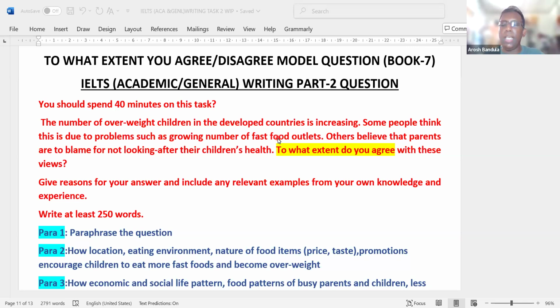Right. Good morning. Now we are going to have another discussion on how to answer IELTS Academic Writing Task 2 questions. That is actually, my dear students, our practice tutorial number 7, book number 7. Now you can see the question in red color.